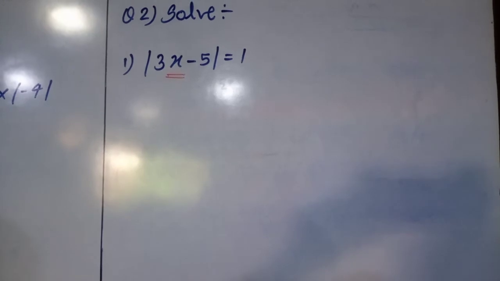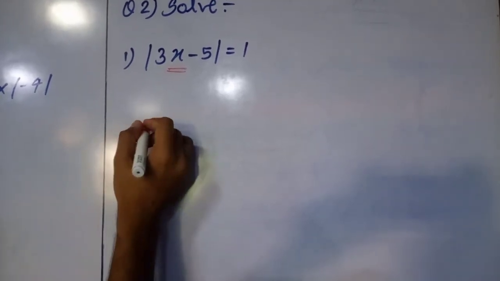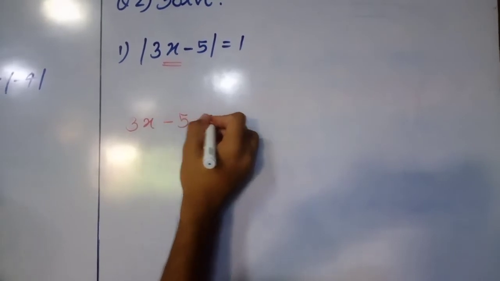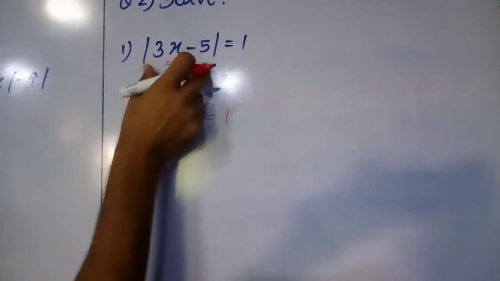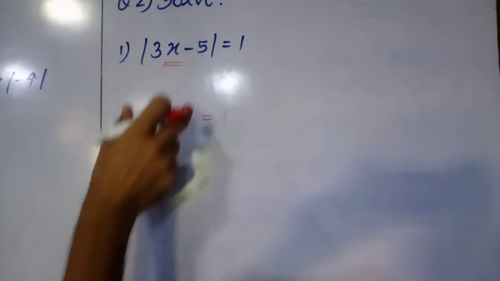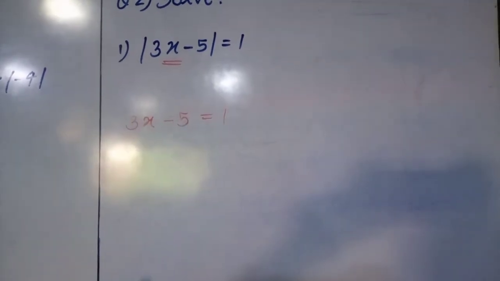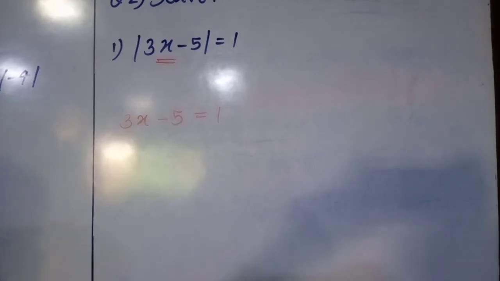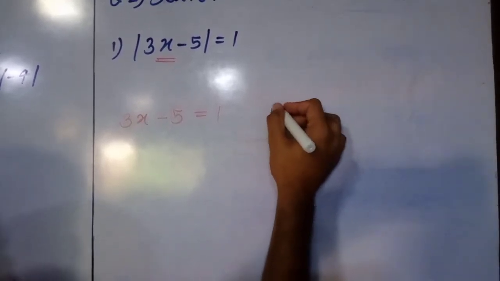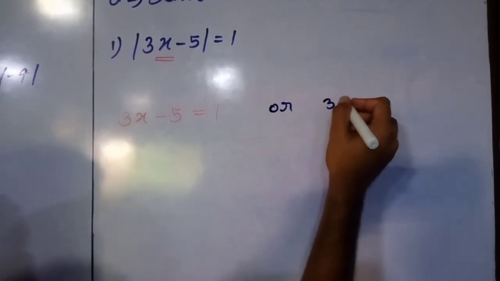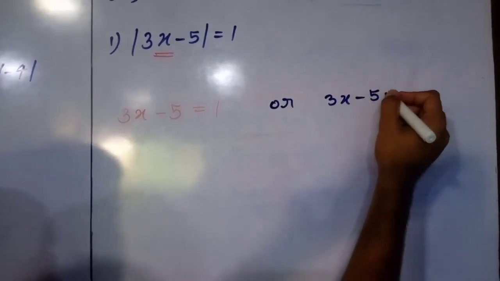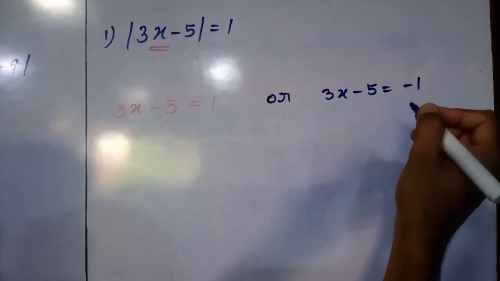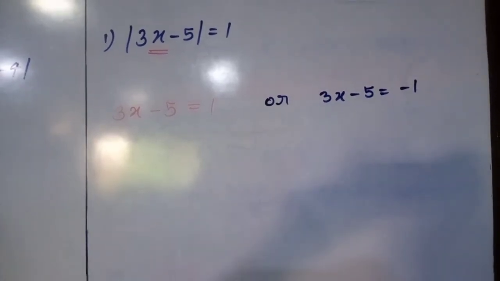So for that, what do we have to do? We are going to solve it like this: 3x minus 5 is equal to 1. Whatever we have in the modulus, the value should be exactly the same. It could be minus also. So for that we have to write, or 3x minus 5 is equal to minus 1. This way we can write both. Yes, let's start.